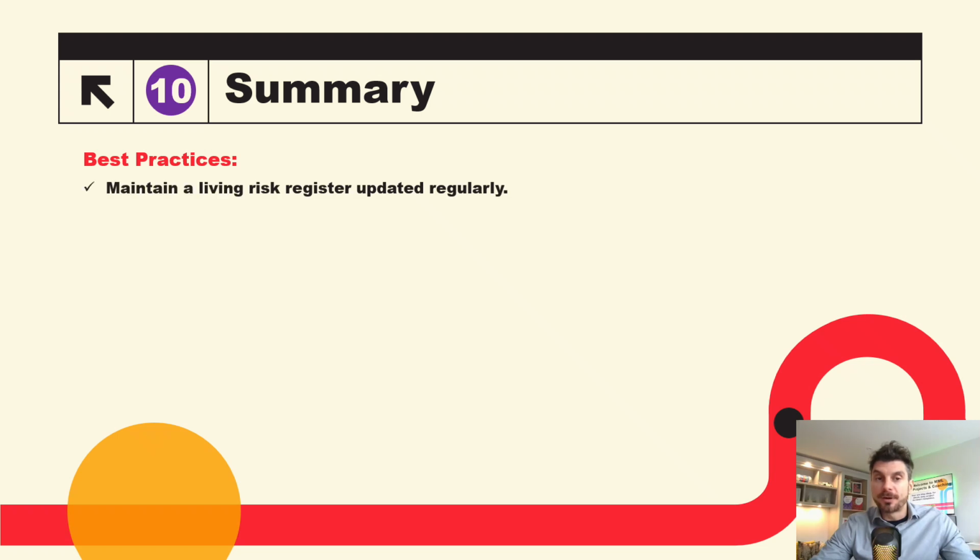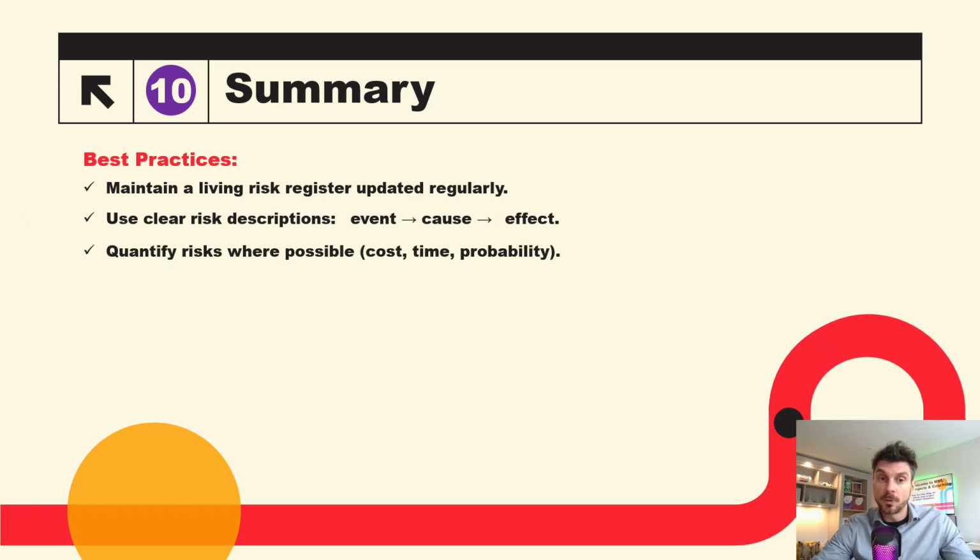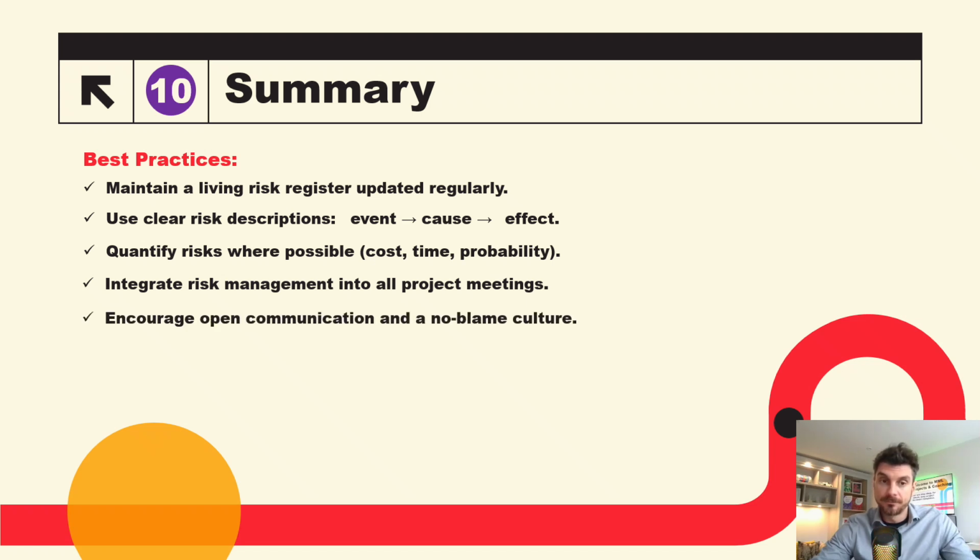So let's look at some best practices for risk management. Maintain a living risk register updated regularly. Use clear risk descriptions: event, cause, effect. Quantify risks where possible, so cost, time, probability. Integrate risk management into all project meetings. Encourage open communication and a no-blame culture.